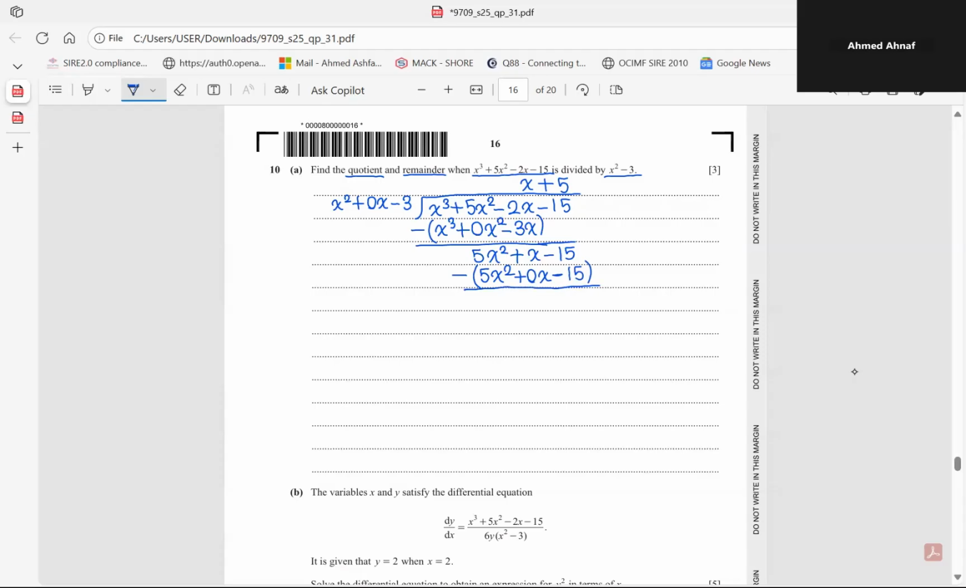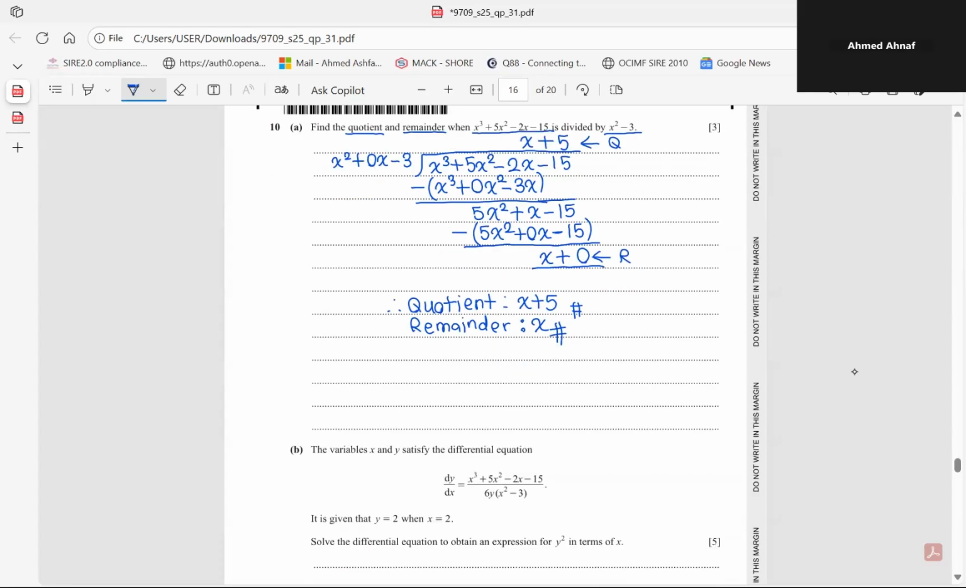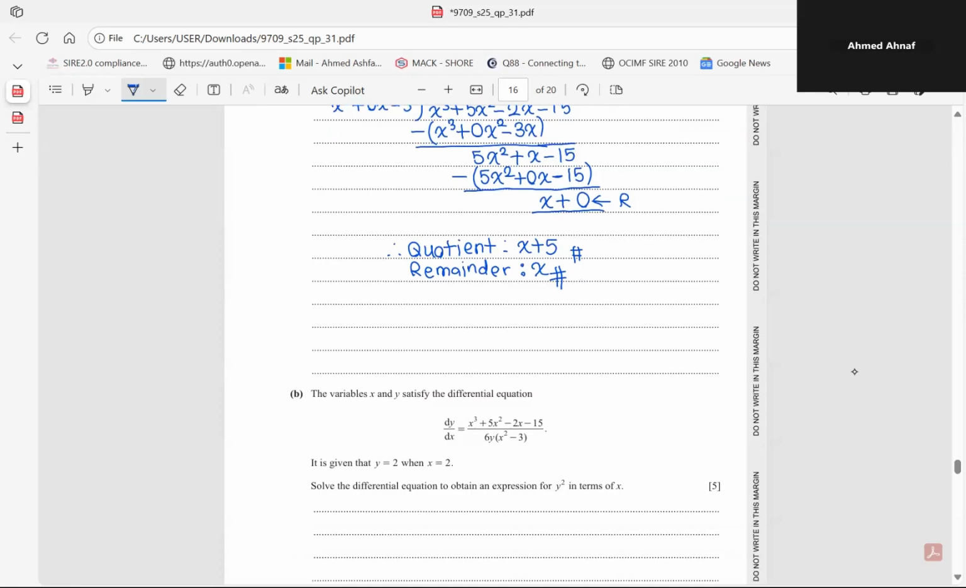So this would be x plus 0. Yeah, x plus 0. Hence, this would be the remainder, and this is the quotient. So we can write down the quotient is equal to x plus 5, and the remainder is equal to x. So these are our final answers. Let's head on to the next question.